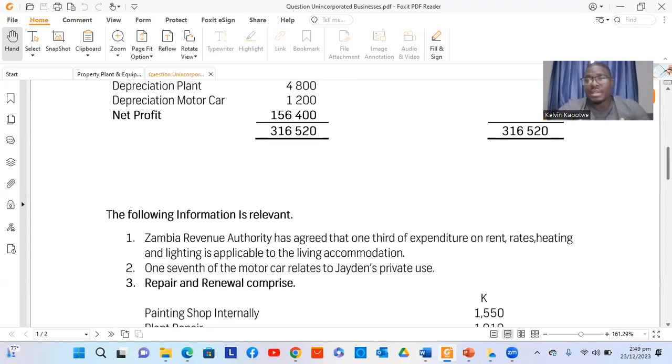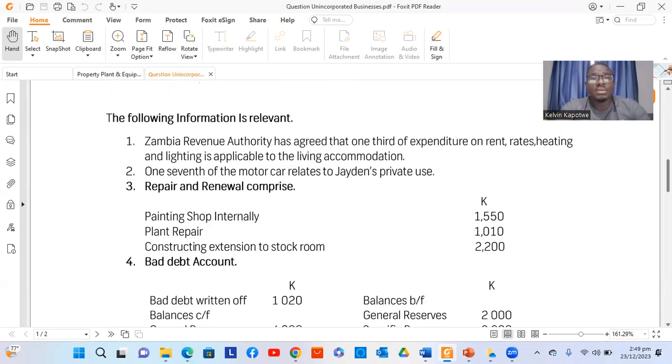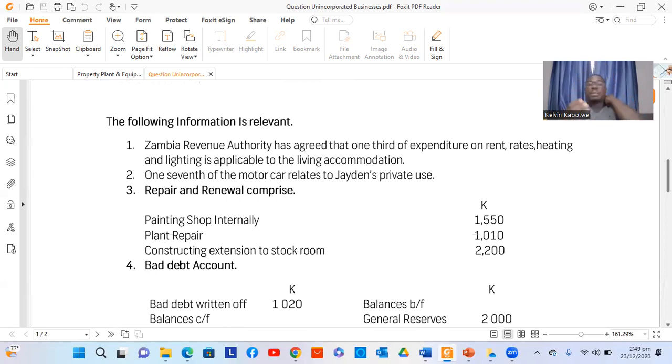All right, so now we have looked at those amounts, but the examiner tells us the following information is relevant. Okay, so before we even dive into answering this question, we are told the following information is relevant to this question. All right, so let's see what they're telling us here. So note number one is saying Zambia Revenue Authority has agreed that 1/3 of expenditure on rent, rates, heating, and lighting is applicable to the living accommodation.